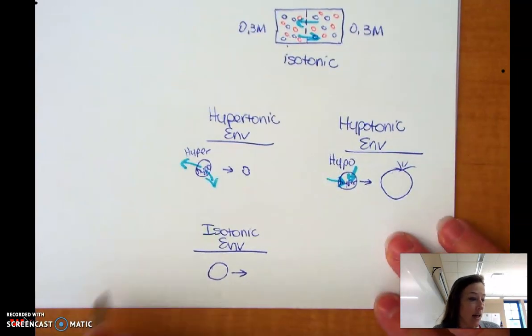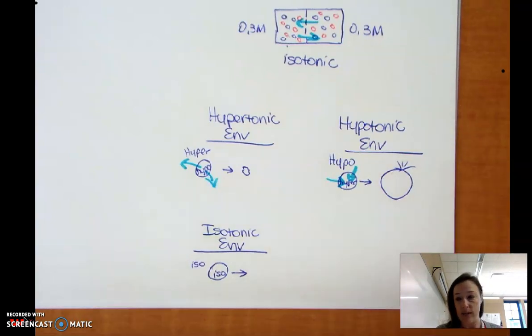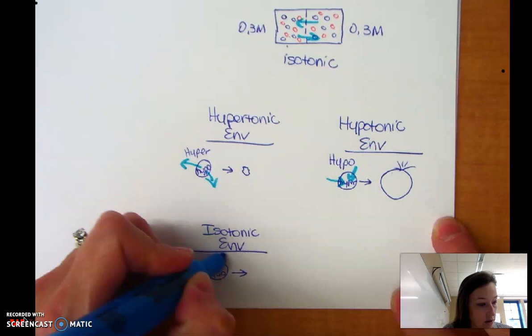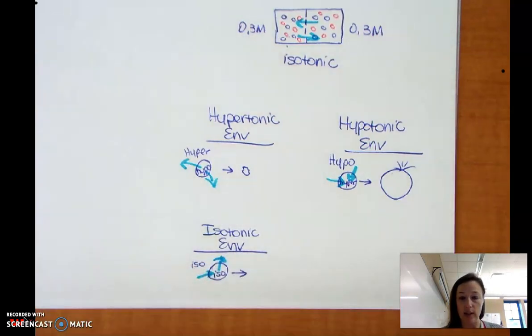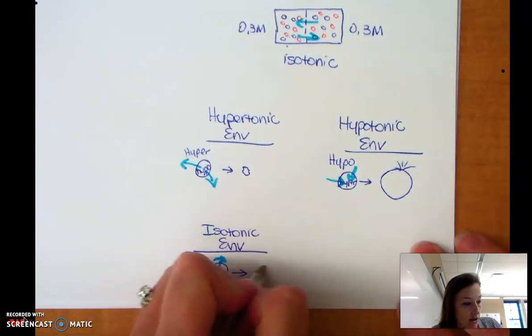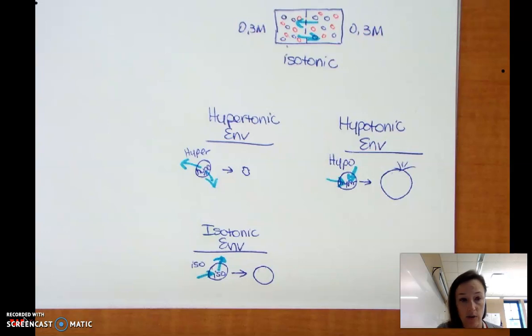And then what about if it's in an isotonic solution? So it is equal inside and outside. Again, a lot of people say, well, the water doesn't move, but that's not accurate. The water does move. It is just moving in and out equally. And so what you're going to see is your cells stay the same size. It's not going to shrink. It's not going to swell. All right, and so those are your three I can statements there.